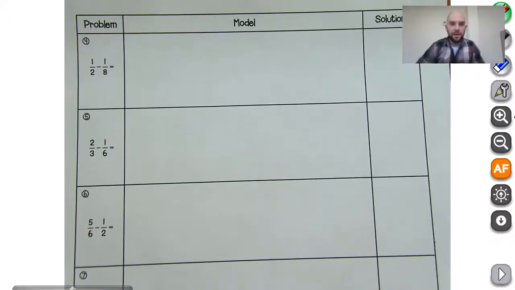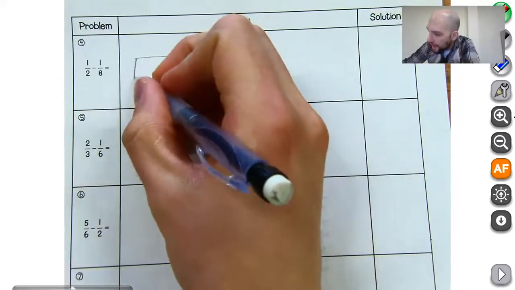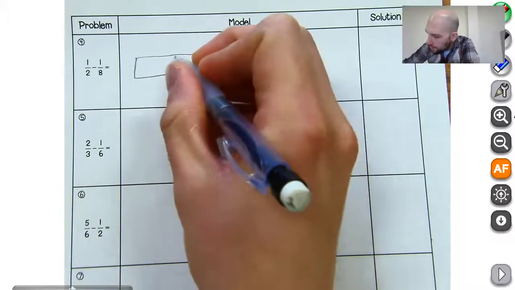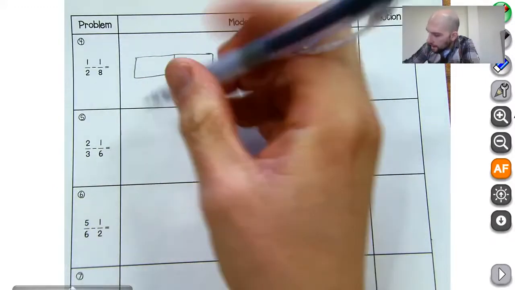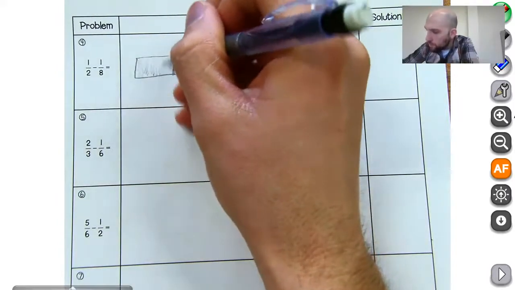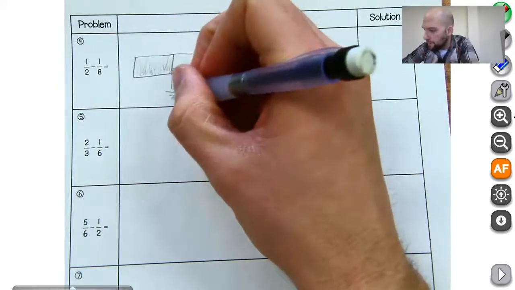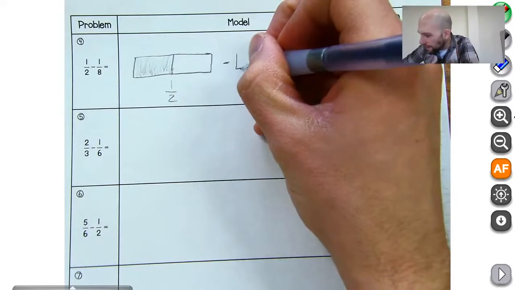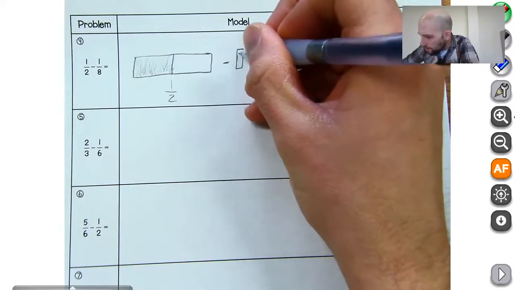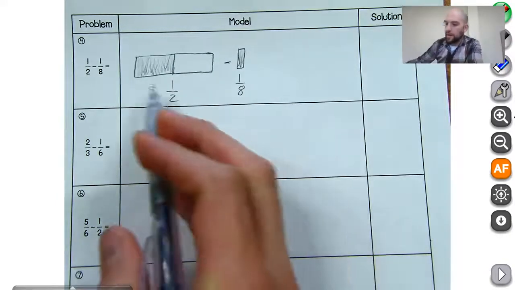Now we're going to need to get a little more creative as these go on. We have 1/2 minus 1/8. So we'll have 2 halves here. And if I have one of them shaded in, and I want to subtract, so this is 1/2, I want to subtract one of those little eighths like we had before. How am I going to get 1/8 out of that 1/2?